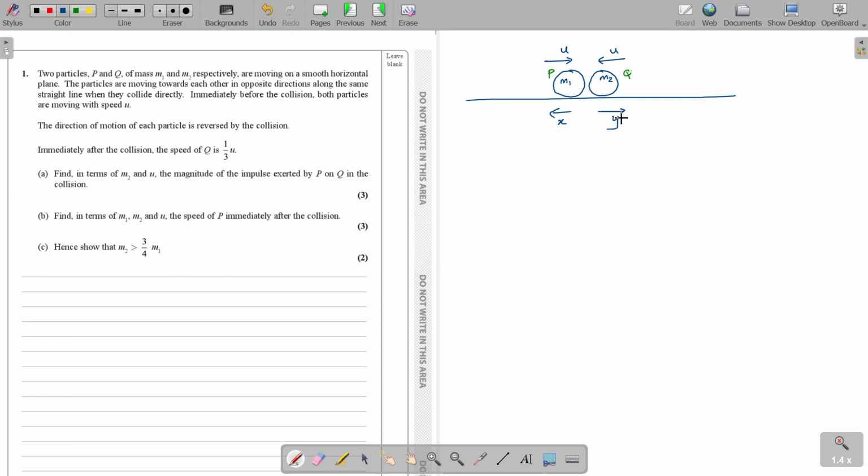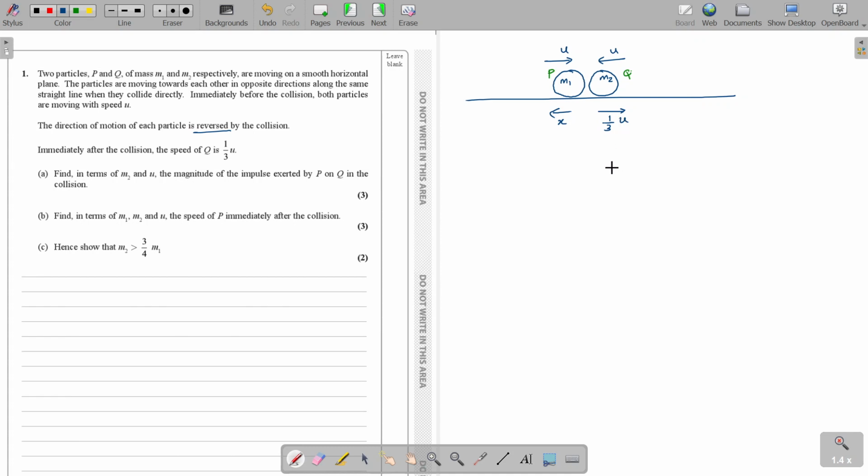They have told us that the direction of motion of each particle is reversed. So therefore reverse the directions. Can you see I have reversed them? P's direction is reversed, Q's direction is reversed. Immediately after the collision, the speed of Q is 1 over 3 u. So I don't need to use y here.